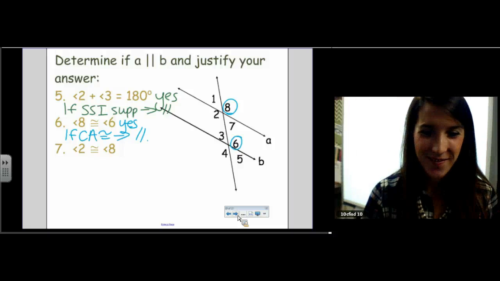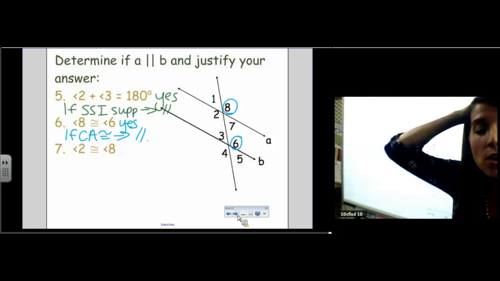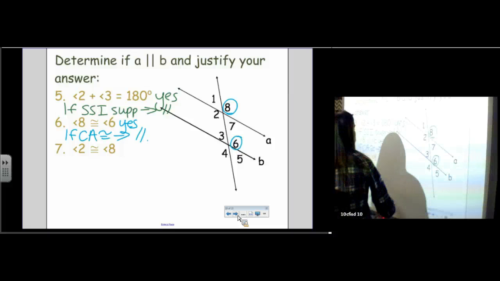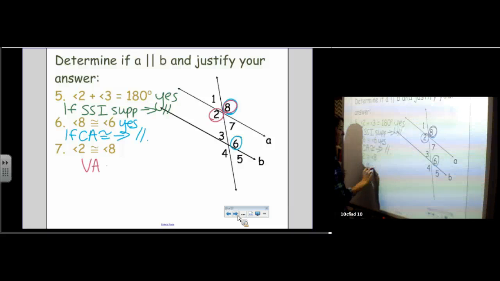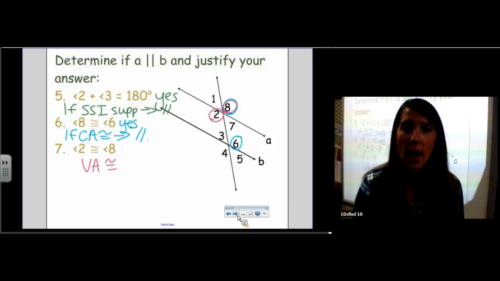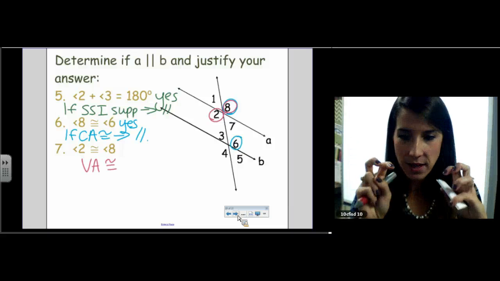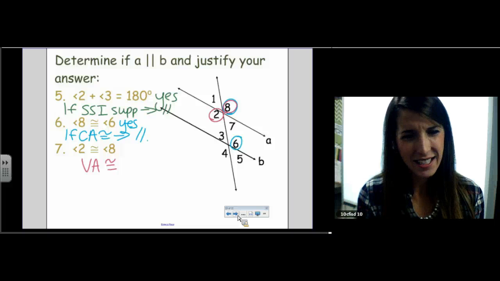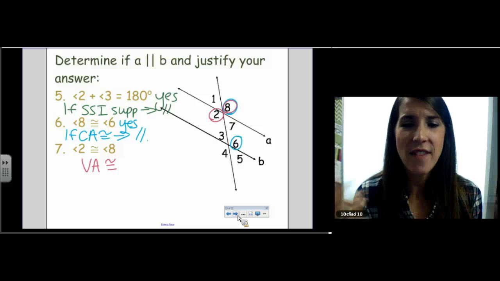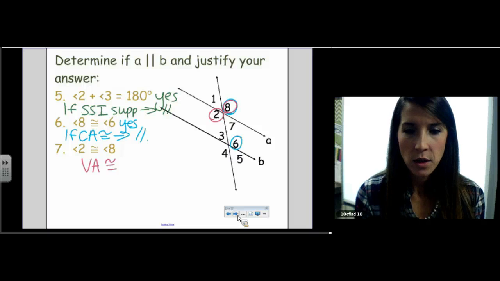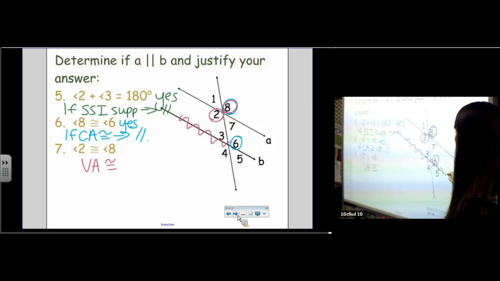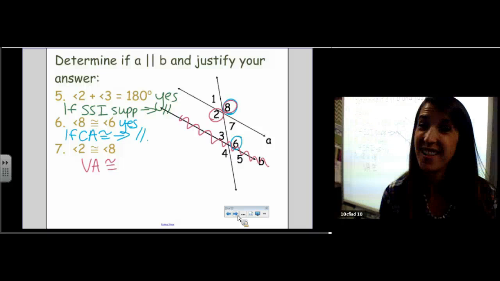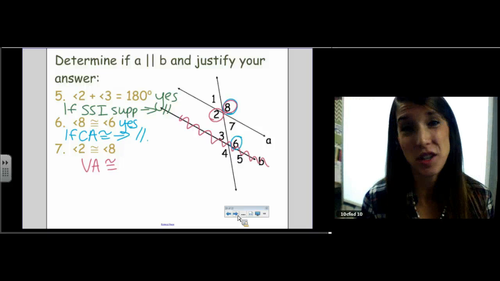Good job. So, I agree with you that these are vertical angles, and vertical angles are supposed to be congruent, right? So they're doing what they're supposed to be doing. But wait a minute. Do angles 2 and 8 have anything to do with line B? No, they have nothing to do with line B.